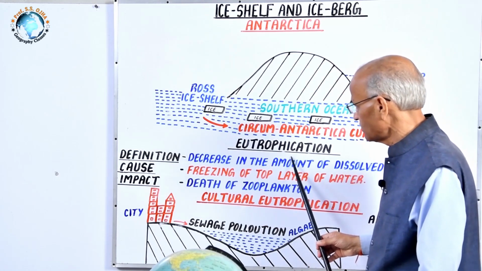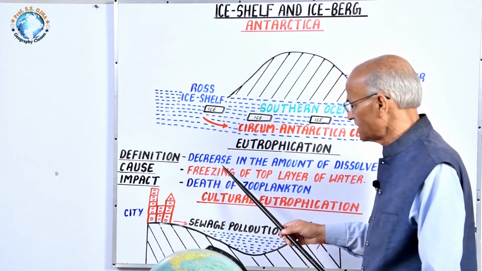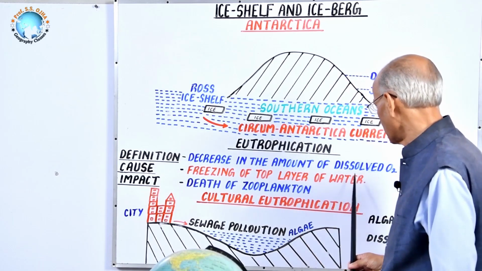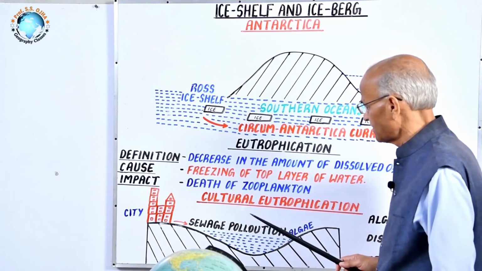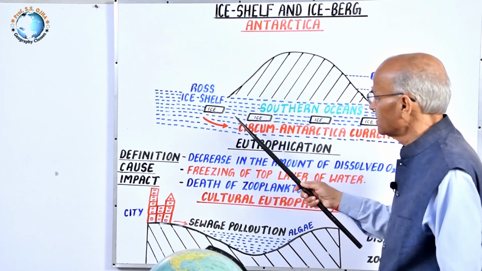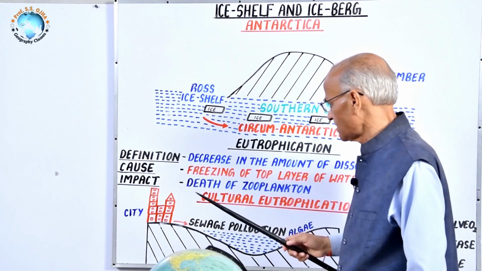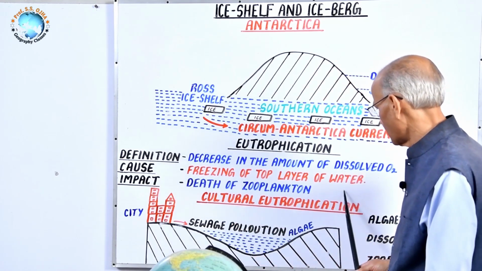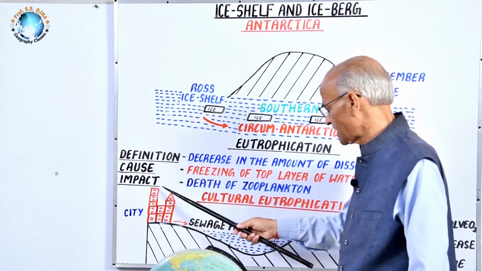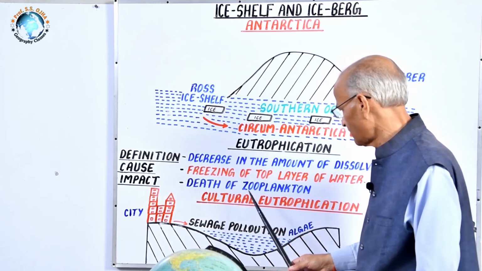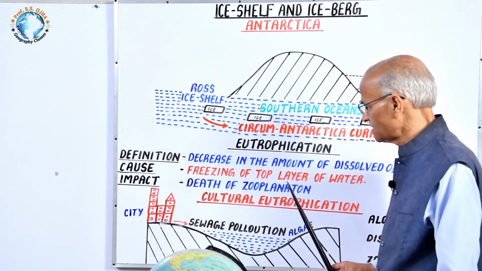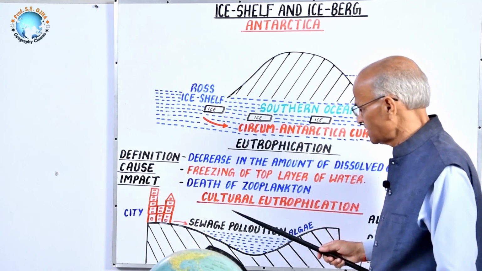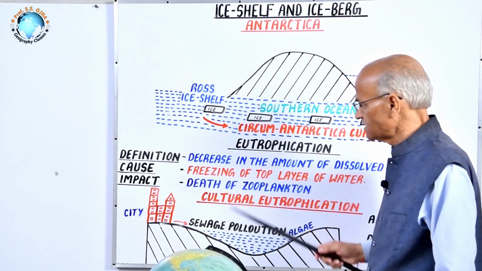Thus, you will define what is eutrophication. In short, the decrease in the amount of dissolved oxygen is eutrophication. Why is there a decrease? Because of the formation of ice shelf. Then what is the cause? Freezing of the top layer of water. Then what is its impact? Its impact is death of zooplankton. It means the cause of eutrophication is the freezing of ice, the impact is this, and this is the definition.